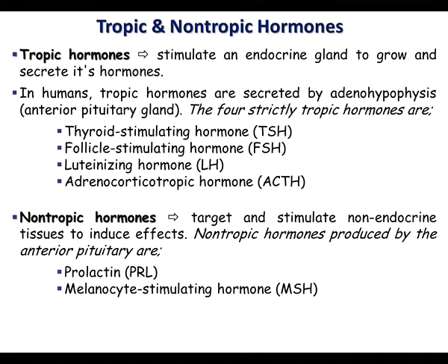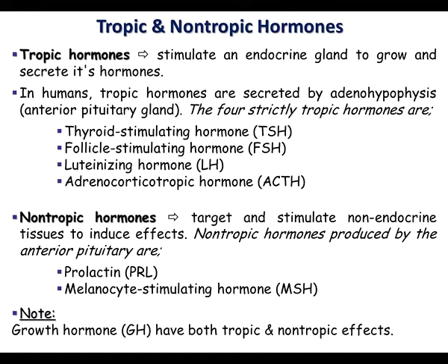While the non-tropic hormones target and stimulate non-endocrine tissue to induce an effect. They are also produced by the anterior pituitary gland, but they are different hormones, including prolactin and MSH. Some hormones, like growth hormone, have both effects, tropic and non-tropic.